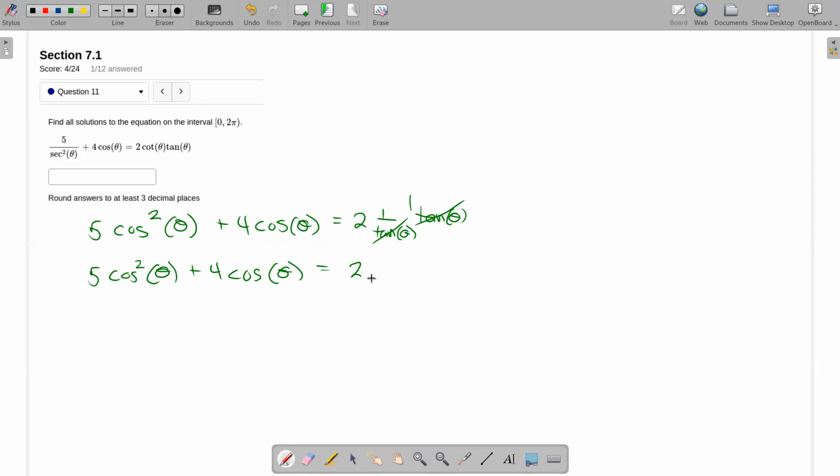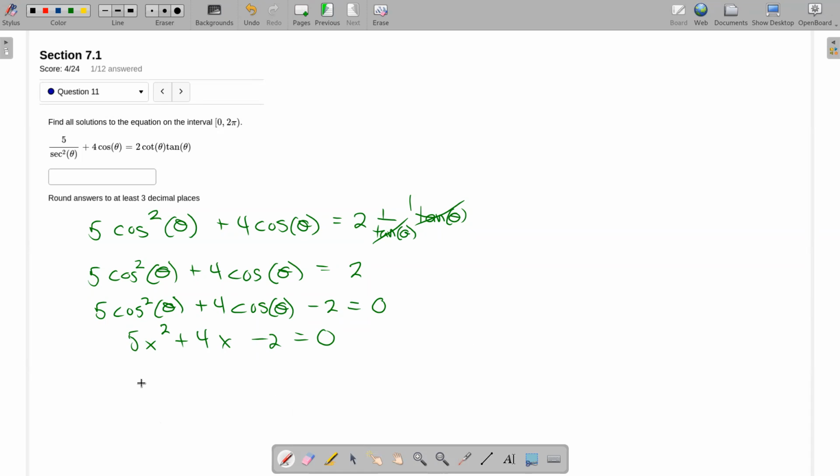And since I have squares, I'll bring the 2 to the other side. So 5 cosine squared of theta plus 4 cosine of theta minus 2 equals 0. And this is a lot like having 5x squared plus 4x minus 2 equals 0. So either we hope it factors or we have to use the quadratic formula. And looking at this, I doubt it factors. I don't see it. So quadratic formula is what I would use here.